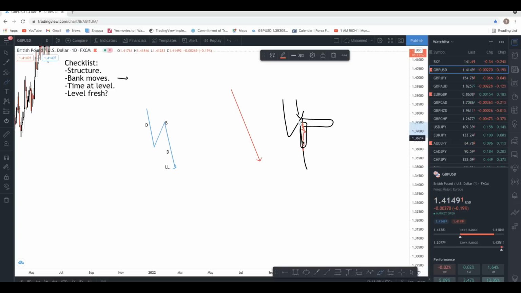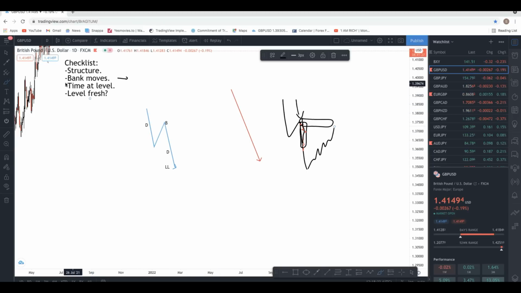Why are we focusing on this area? Remember, we've got a drop, base, drop, and we've got a confirmation of a lower low. So what will happen after this is we then expect price to make its way back to the area. But how are we going to filter out this area? Number two, we are going to look at how much time did price spend at this certain level.